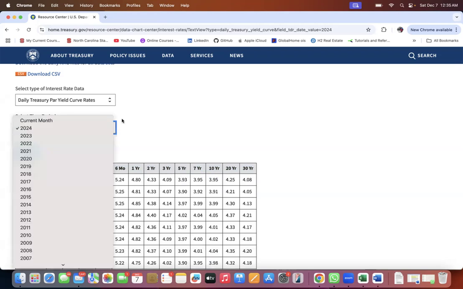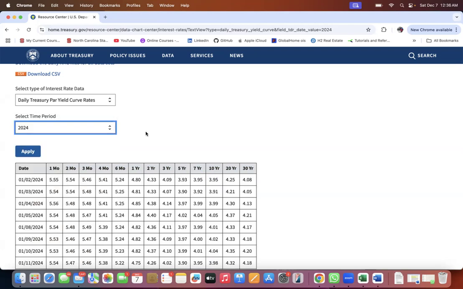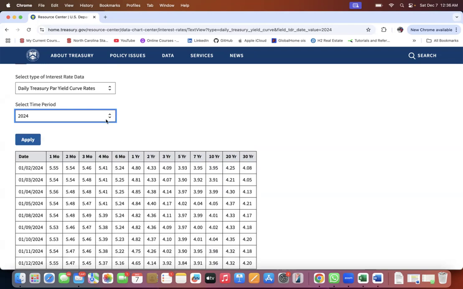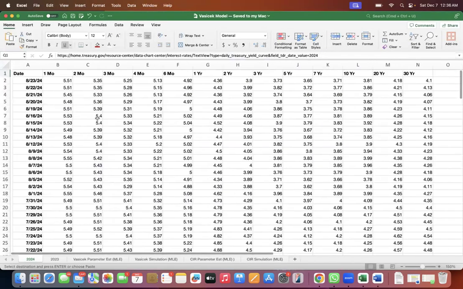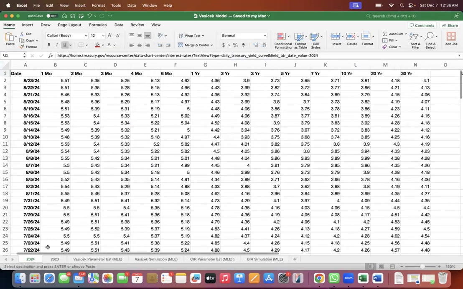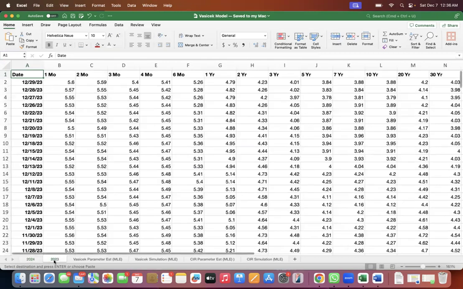You can use this website to go through different years and download as many years of data as you want. You can consider 10 years, 15 years. But in my Excel spreadsheet, just to keep it simple, I've considered just 1 year of data. I just wanted to show you how you can download data. Basically, what I've done is downloaded 2024 data and 2023 data.